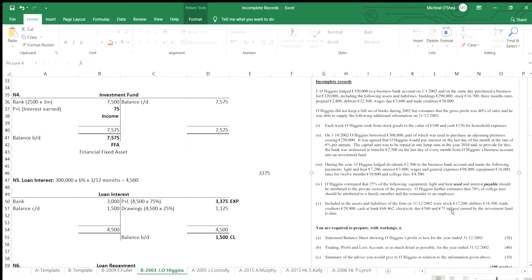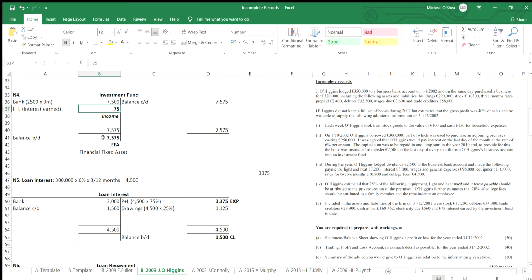I also have €75 interest that I've earned. So that's a P&L figure. It's basically our income figure. We're going to add it as gains for the year, and it's €75. So at the end of the year, how much money do I have in my investment fund? I have the amount that I've invested and I have the interest that I've earned. So balance on both sides, and I can find my balance carried down and balance brought down figure of 7,575. So €7,575 is how much money I have in my investment fund at the end of the year, and that will be my financial fixed asset figure. The 75 is interest I've earned, so that is P&L. That's my investment fund done.